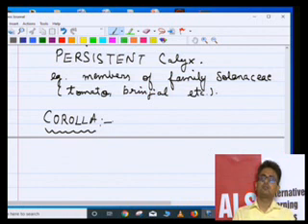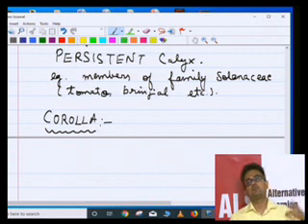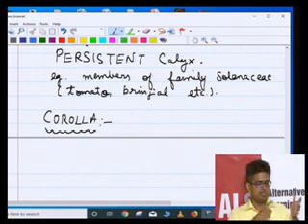Now what is a corolla? Corolla is, let's say, a decorative example. It's a part of the flower and its function is not protection but attracting the pollinators, insect pollinators.